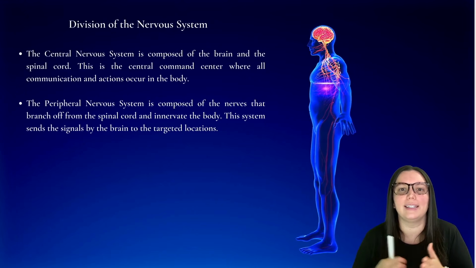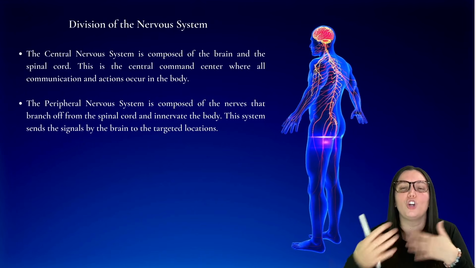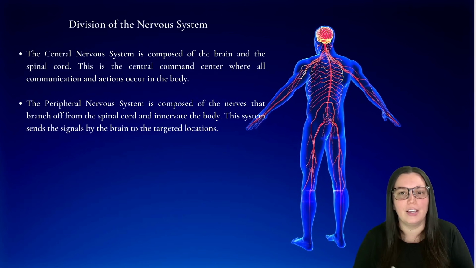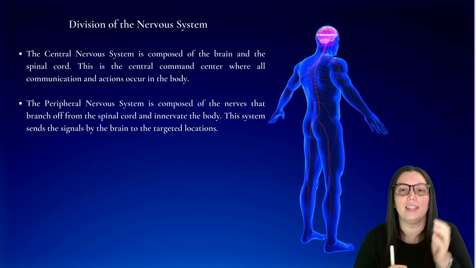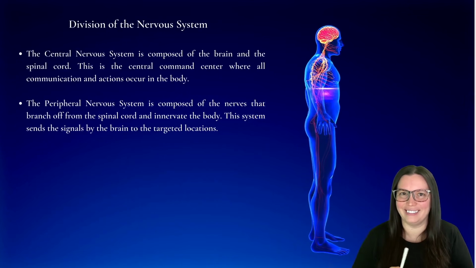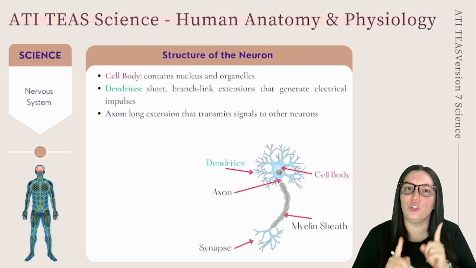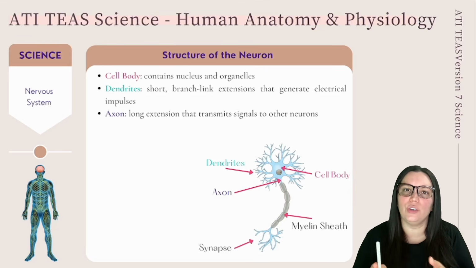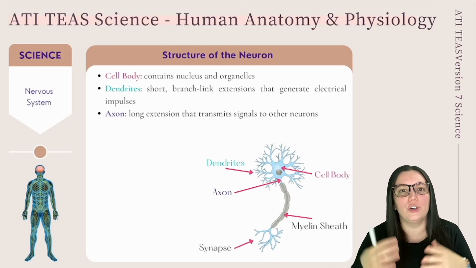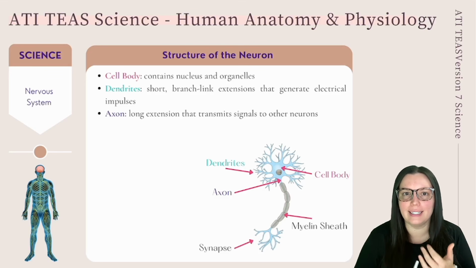This system sends the signals by the brain to targeted locations. The nervous system is ultimately responsible for transmitting signals between the body and the brain. One of the key structures you need to know is the structure of a neuron. This is the basic unit of the nervous system. Neurons are composed of cell bodies, dendrites, and an axon.